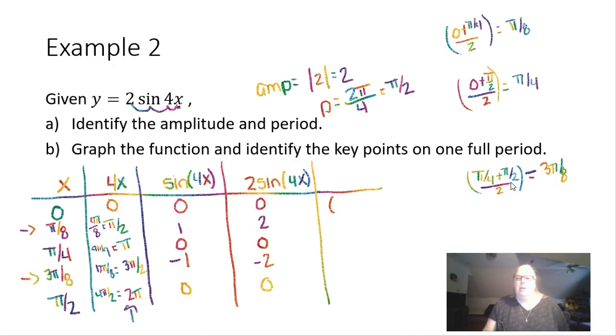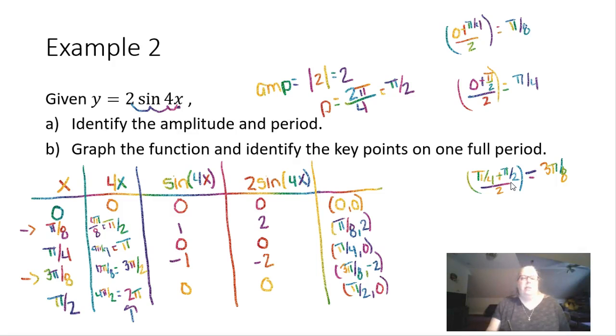So the ordered pairs I'm going to graph on my graph paper will be 0, 0, pi over 8, and +2. Remember, first column, last column. Pi over 4 and 0. 3 pi over 8 and -2. And then pi over 2 and 0. All right, there are points we're going to graph. Let's go over to the graph paper.